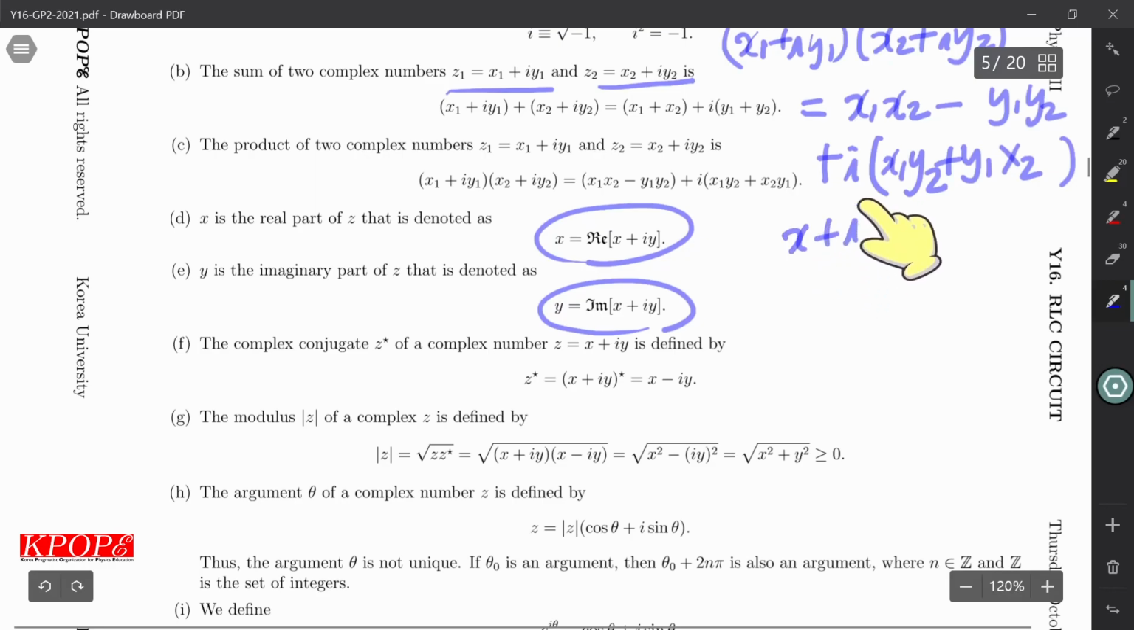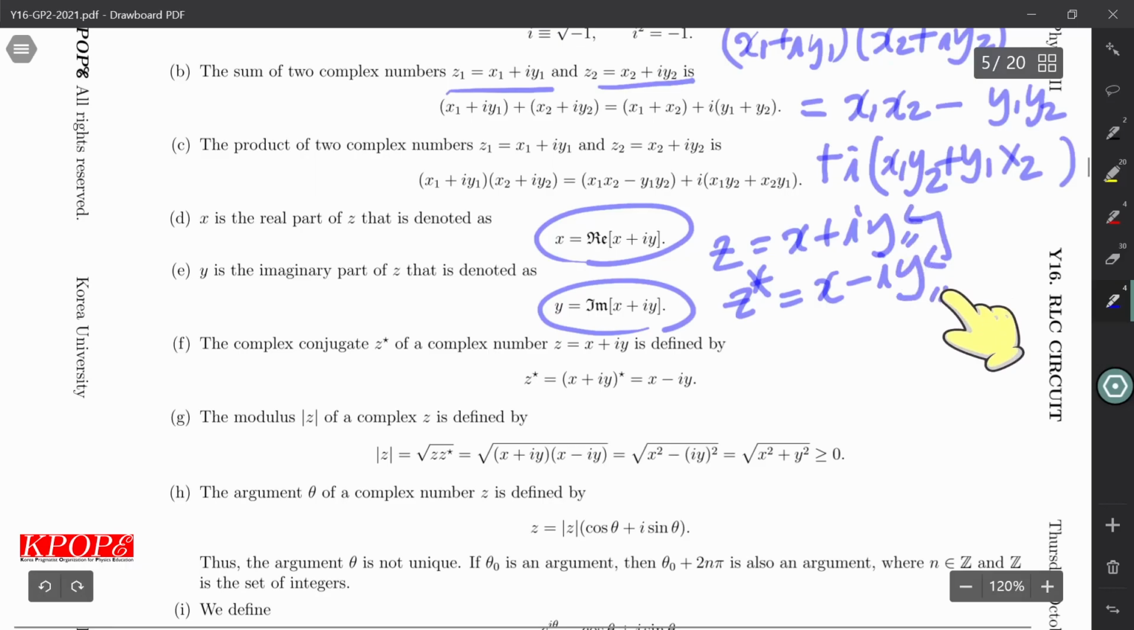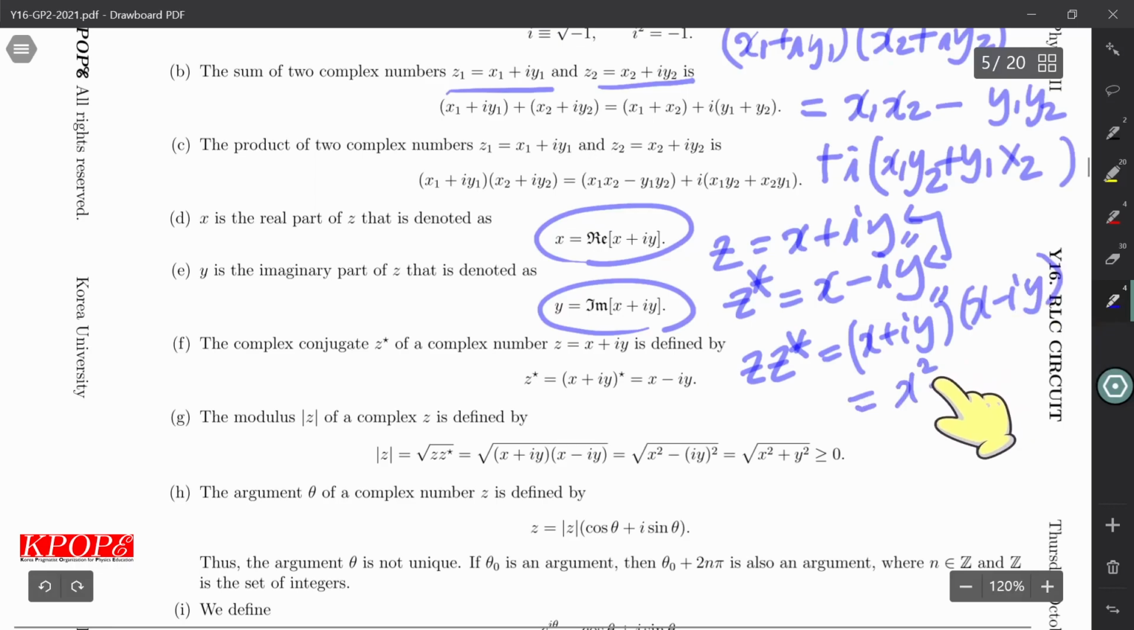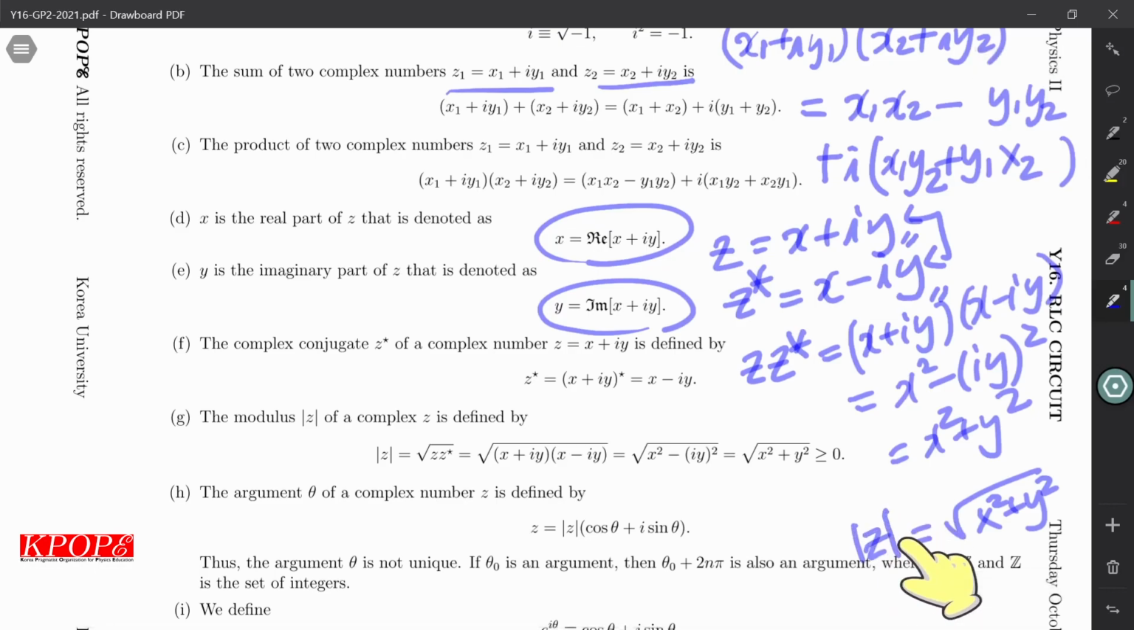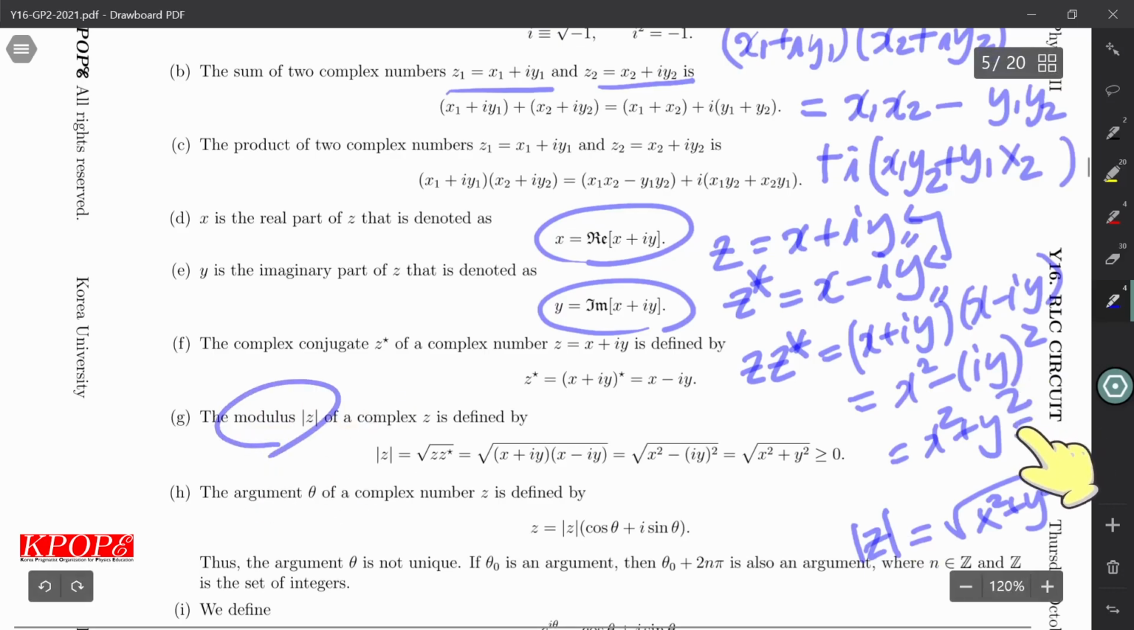We have x plus iy as a complex number z, and the complex conjugate z star is defined by this. The imaginary part is flipped. If we multiply two numbers that are complex conjugates, x plus iy, x minus iy, that is x squared minus i squared y squared, that is x squared plus y squared. And we call the square root of this, the real part squared and the imaginary part squared, the modulus. The modulus. And this is the modulus squared.